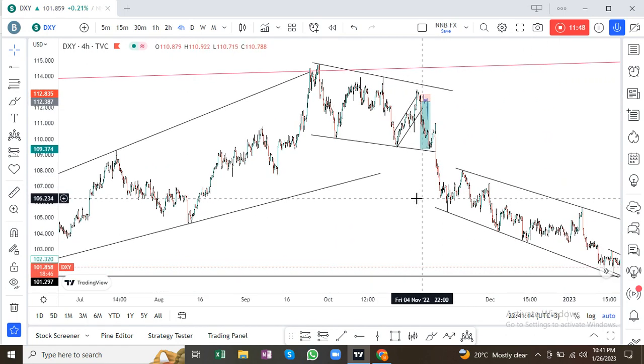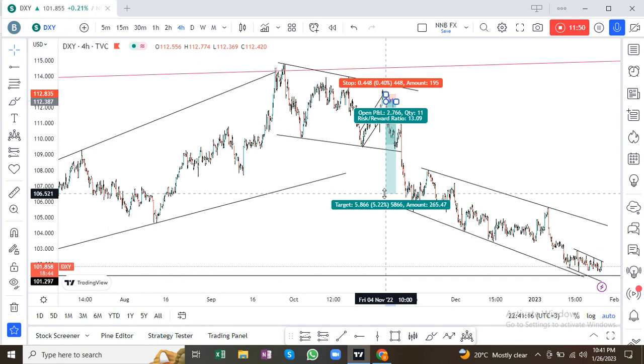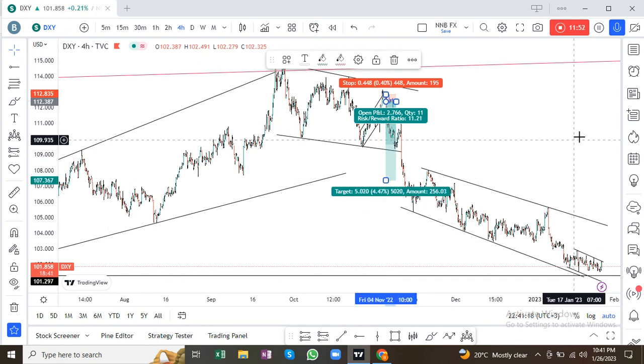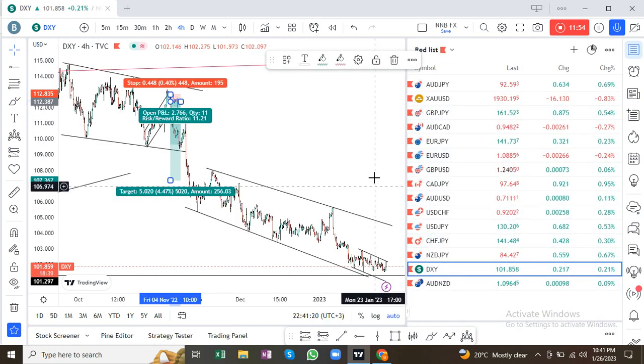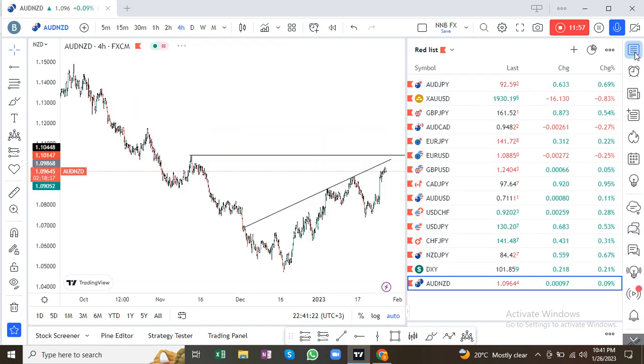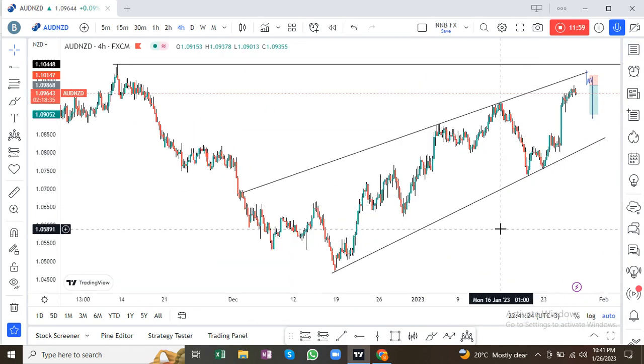You will still be on this trade, or you would have taken the market down to around here where the market would have stopped you. So we'll look at the last example, which is on the Australian dollar against the New Zealand dollar.